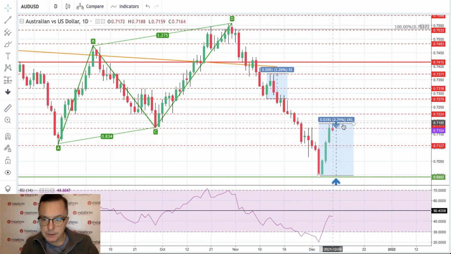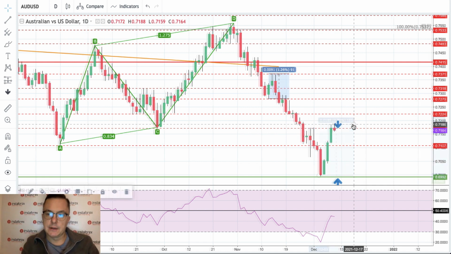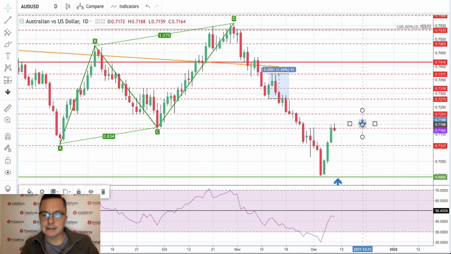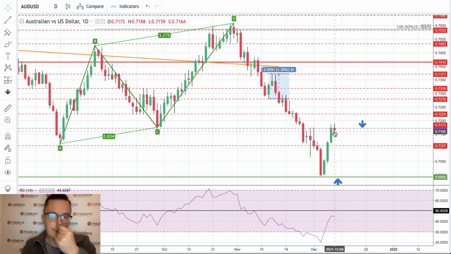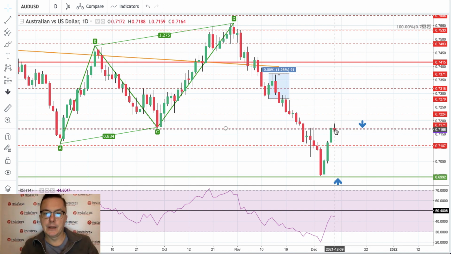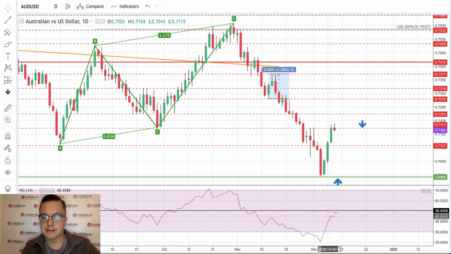So right now, let me just remove this measure. Right now we are testing the key technical resistance for the short term, of course, and this resistance is 7,171. So far we broke above this level. The high was made at 7,188, 17 pips higher. However, there is no close above this level. That's the first thing. And the second thing, we are still in the negative territory, but as you can see, the momentum is picking up.